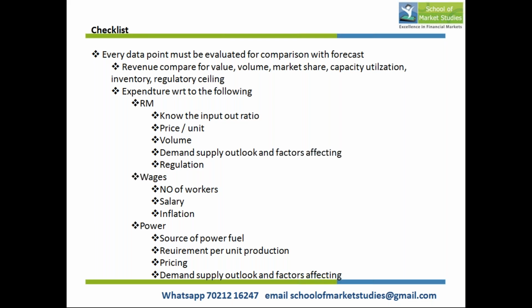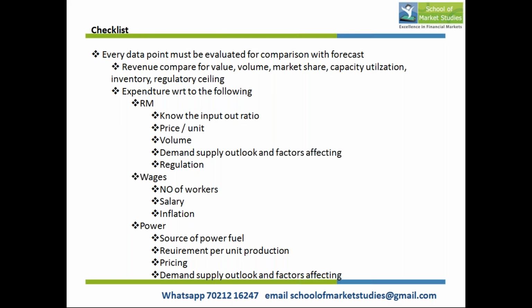So RM is raw materials. You should know the input output ratio. So if you're in the manufacturing sector, let us say you're manufacturing steel, and you think that you need X quantity of iron ore and Y quantity of coal to give you Z quantity of steel. So that should be known, right? You should know the price per unit of your raw material, the amount that you need as we spoke. So if you have a capacity of 1 lakh, depending on the input output ratio, you would get the volumes required and price per unit. So that would give you total cost.